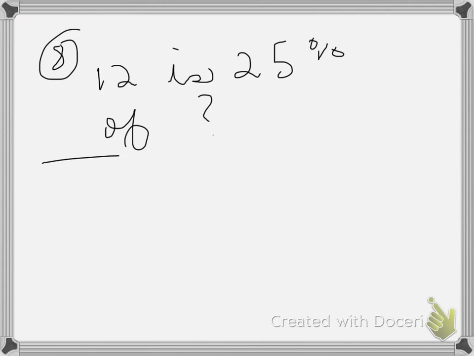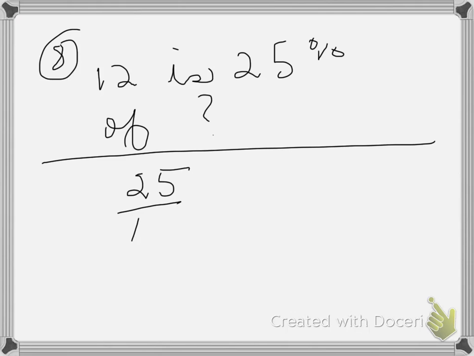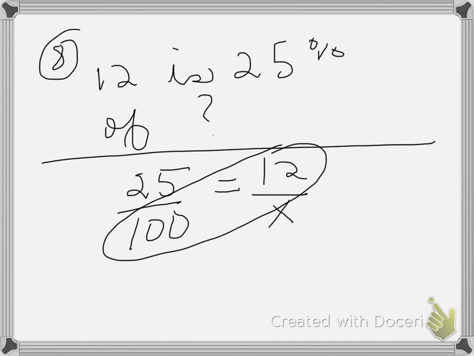So you know the percent is 25. You got to write this down, over 100, equals 12 is over of, part over whole. So 12 over x, because you want to know the whole thing. What's the number? Cross multiply, and you get 1200 equals 25x.